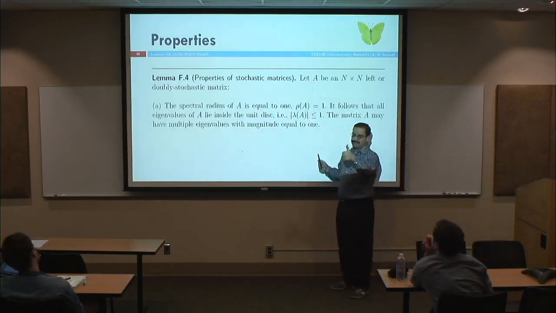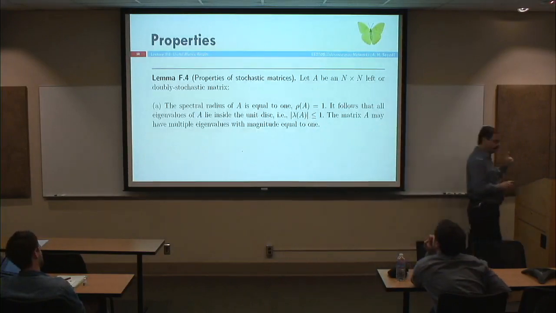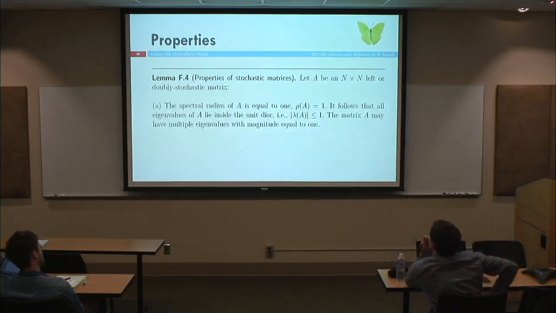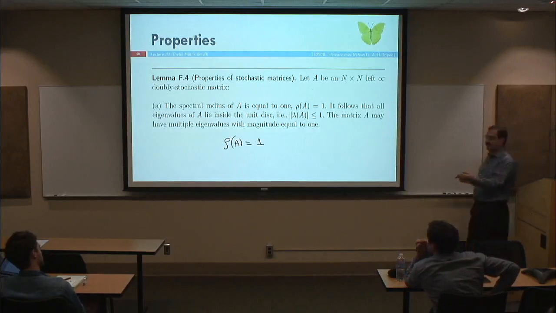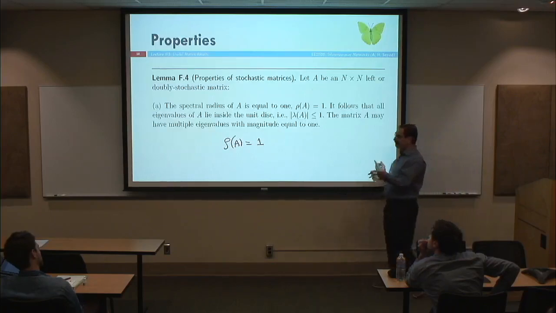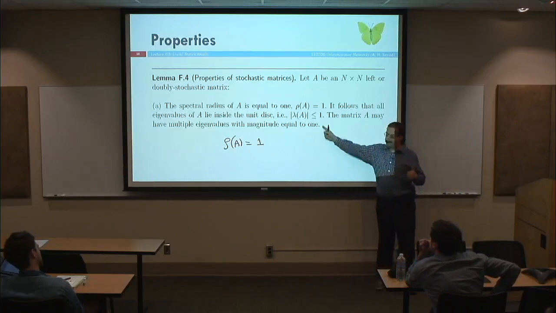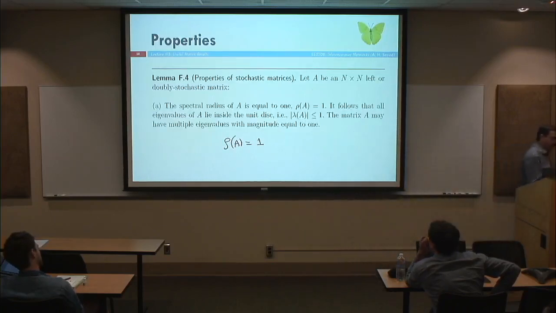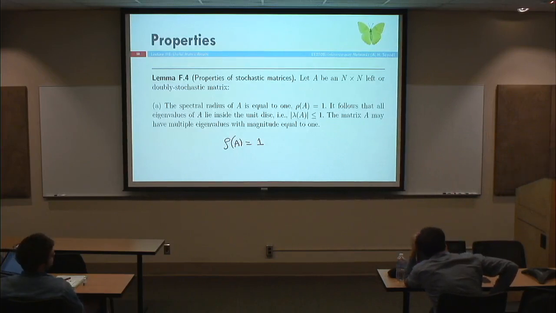The spectral radius is 1. Okay, if a matrix is stochastic, its spectral radius is 1, meaning all eigenvalues have magnitude less than or equal to 1. That's number one. Number two, if your matrix happens to be primitive, and we are going to define this later, for now, just remember this.